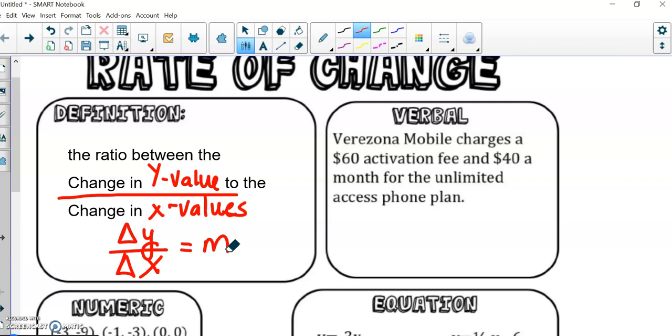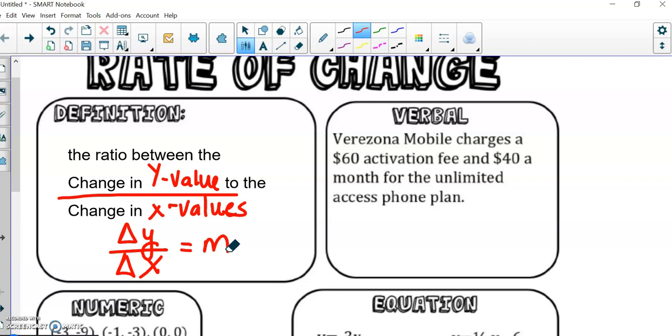Now let's look at a verbal representation. This would be a word problem. Let's take this example. Verizona Mobile charges a $60 activation fee and $40 a month for the unlimited access to the phone plan.